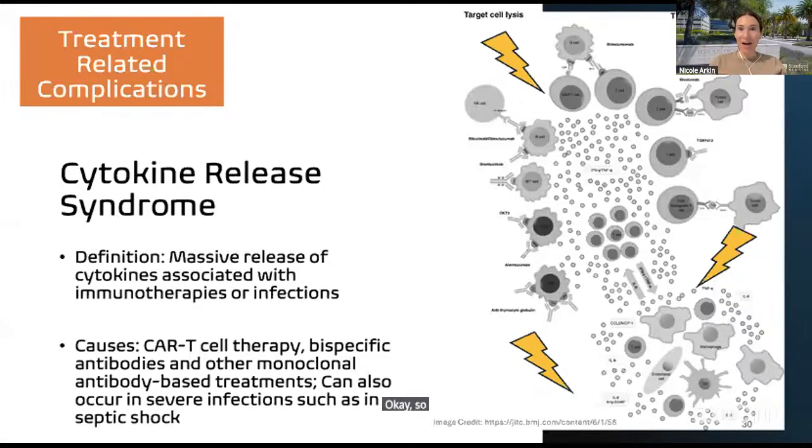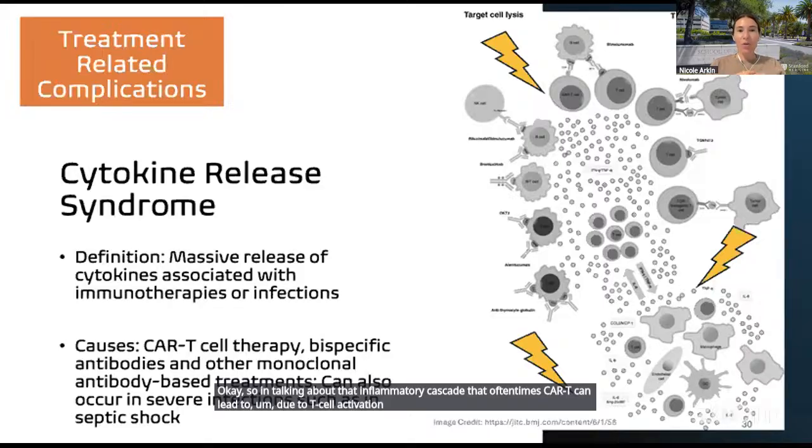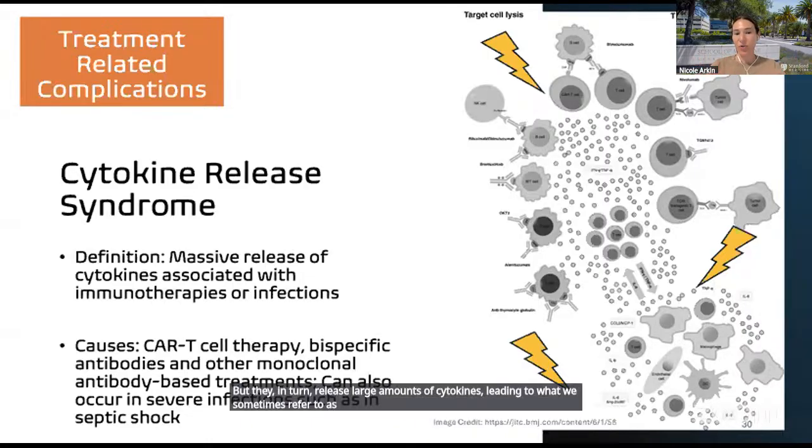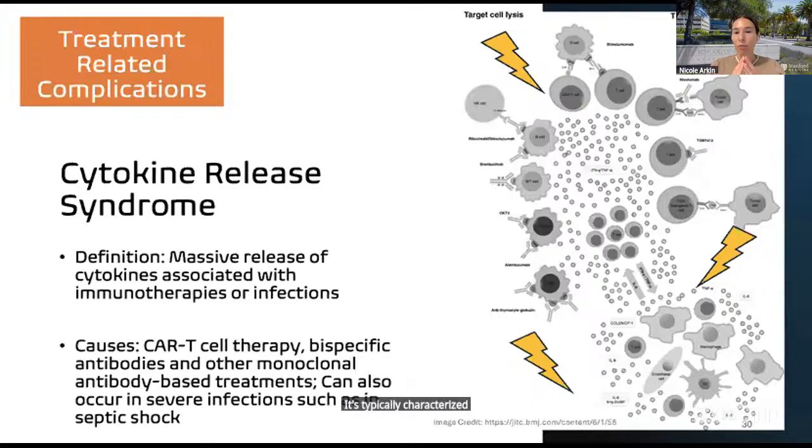In talking about that inflammatory cascade that CAR T can often lead to due to T cell activation, we'll talk a little bit about cytokine release syndrome, which is essentially an overreaction of the immune system, where immune cells like T cells are activated intentionally to treat the cancer, but they in turn release large amounts of cytokines, leading to what we sometimes refer to as a cytokine storm. It's typically characterized by rapid and excessive release of cytokines into the bloodstream, which leads to a range of symptoms from mild to potentially life-threatening. So CRS, cytokine release syndrome, can occur after certain immunotherapies, but is particularly associated with CAR T cell therapy and can also happen with some infections.